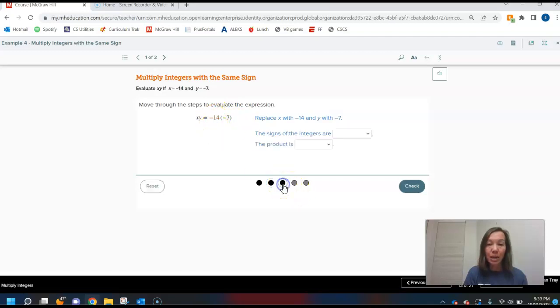So we are multiplying now a negative times a negative. So since the signs are the same, the product is positive. And 14 times 7 is 98. So our answer is positive 98. Again, all we're going to do is substitute those values into the expression.